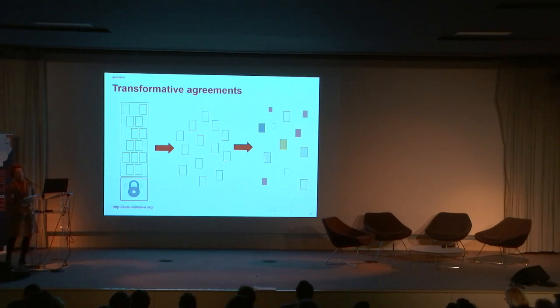One of the key strategies that you might be hearing more about is the Transformative Agreement. My institution is in Germany, Max Planck Digital Library, and we are part of a larger group called DEAL that is negotiating with the 3 largest publishers to transform the articles that are produced in Germany into open access. And how does this work?